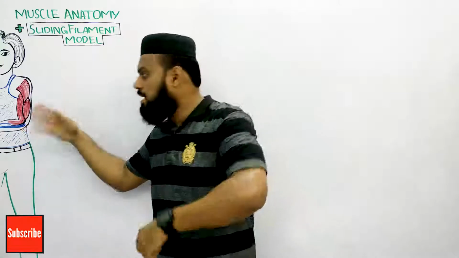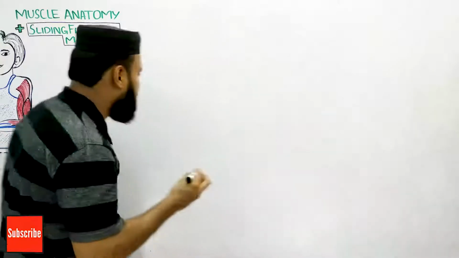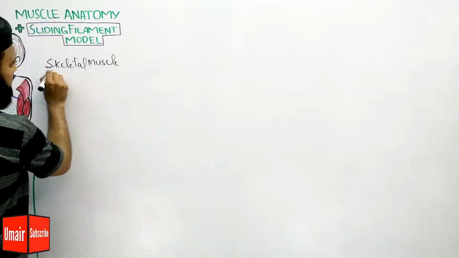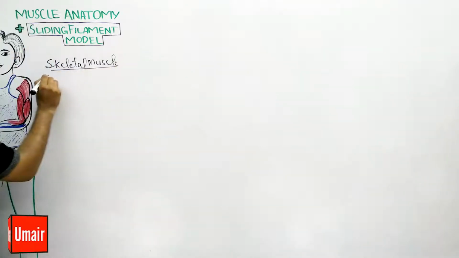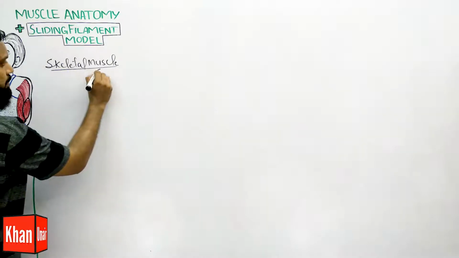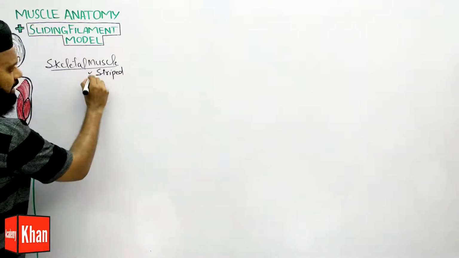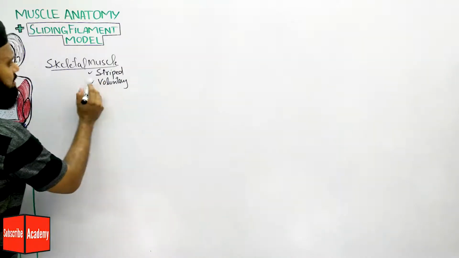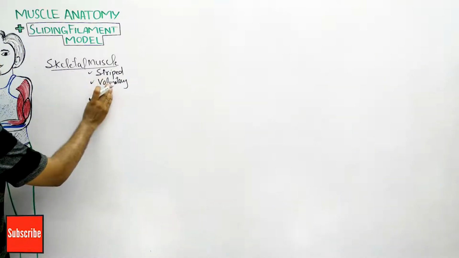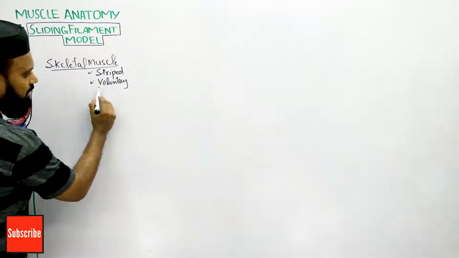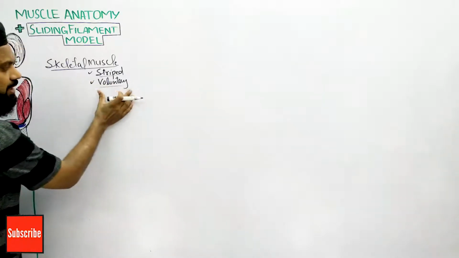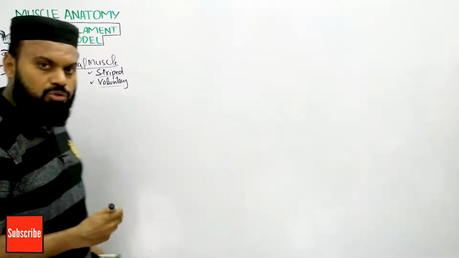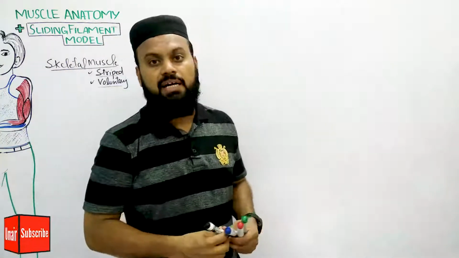So come to the main points. If we talk about skeletal muscle, then the simple definition is that skeletal muscles are striped, or you can say striated, and second, they are voluntary in action. It means that skeletal muscles are striped or striated and voluntary in action. We have control over the movements of these kinds of muscles.